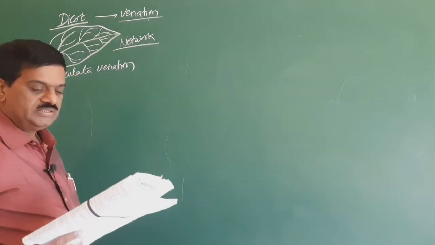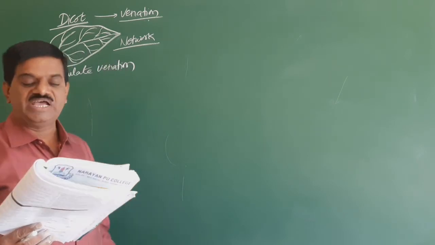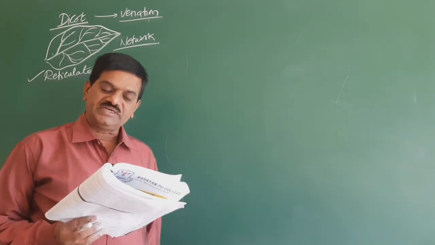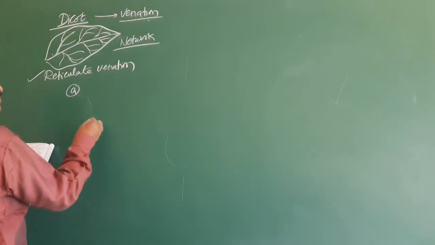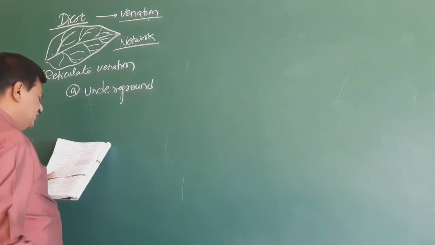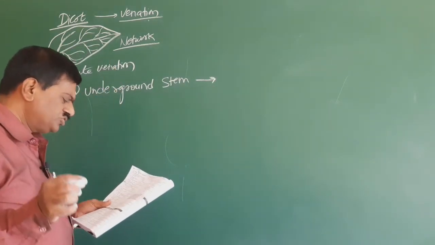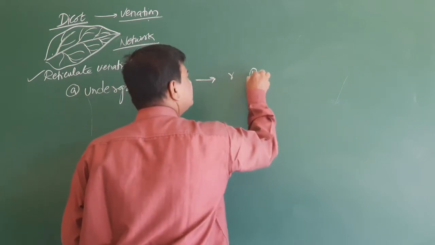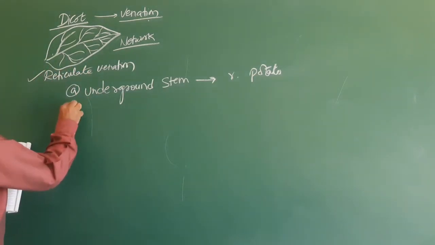So we go for match the columns and select the correct combinations. So I am going to write the direct correct answers. So column 1, the first one has the presence of underground stem. So here the underground stem can be noticed in potato. The right option is potato.